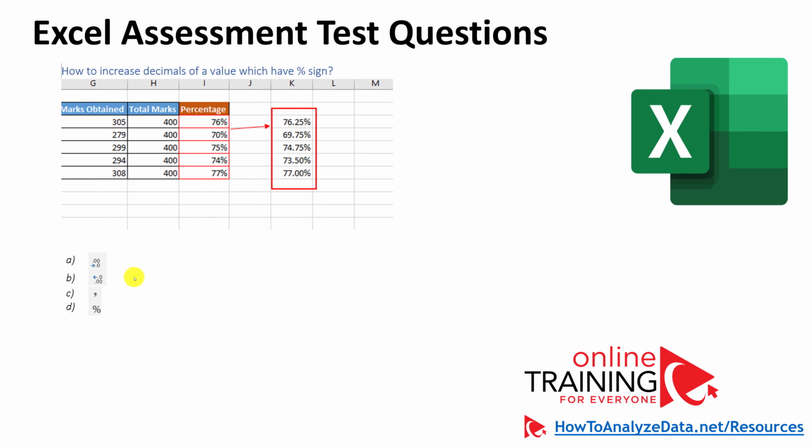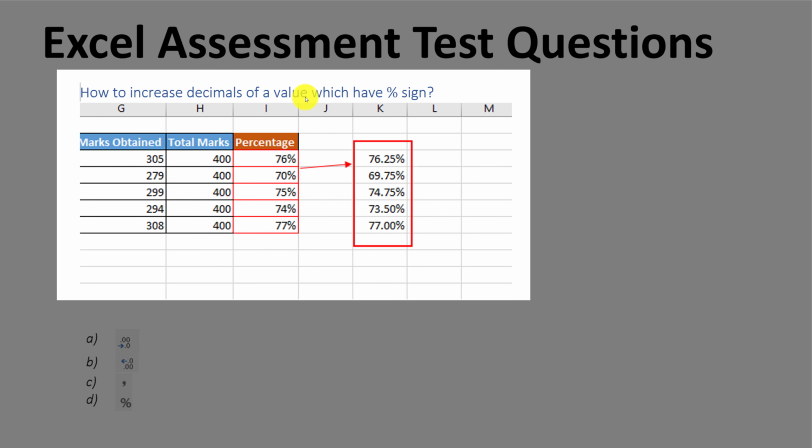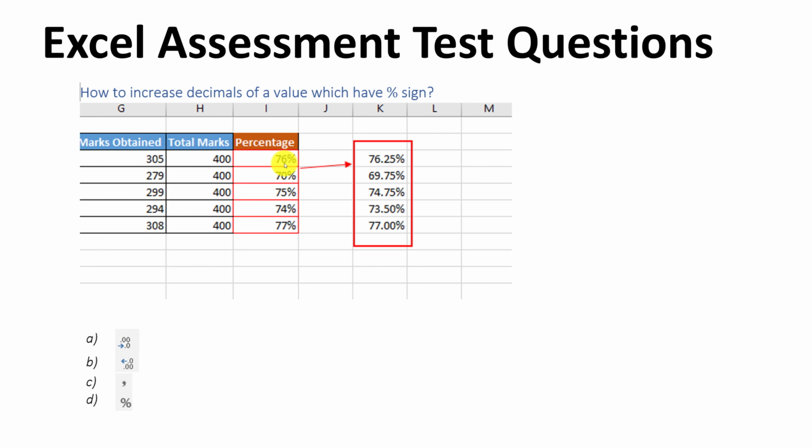Very often during an Excel assessment test, you might be tested on how well you know Excel formatting. One of the questions we see on the screen is in a similar category: how to increase decimals of a value which has a percentage sign. There are choices presented for you and an explanation of what exactly you're looking to accomplish.